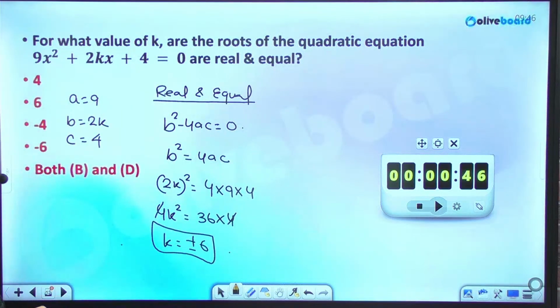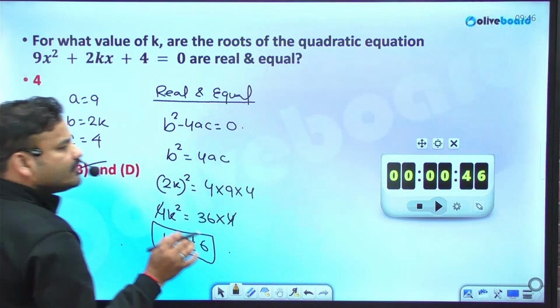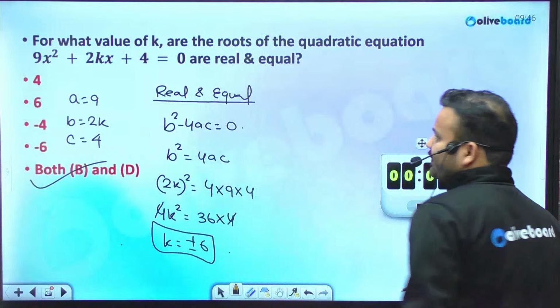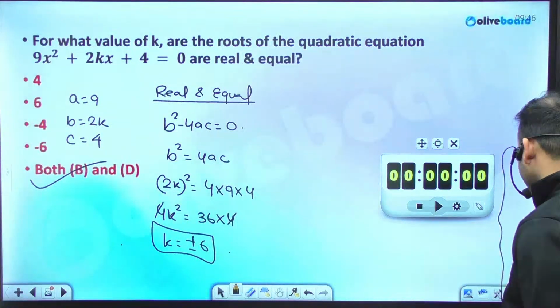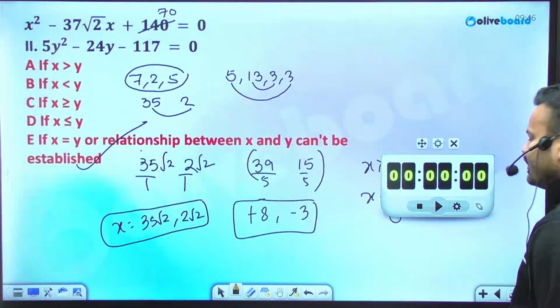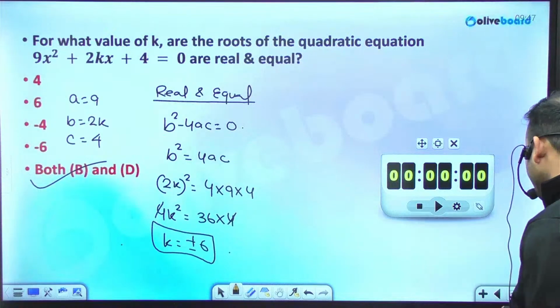So k equals plus minus 6, so both b and c will be our answer. So the value of k will be positive 6 as well as negative 6. Clear? So for real and equal roots, b square minus 4ac will be equal to 0. So this is an important pattern of quadratic expression, ठीक. So both this pattern and this pattern are important. Clear?